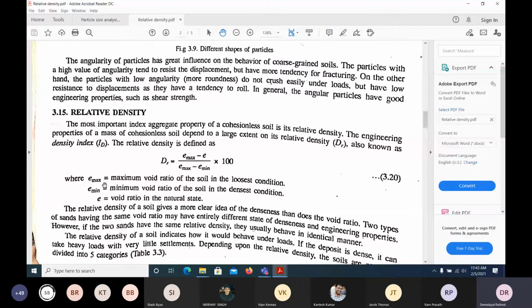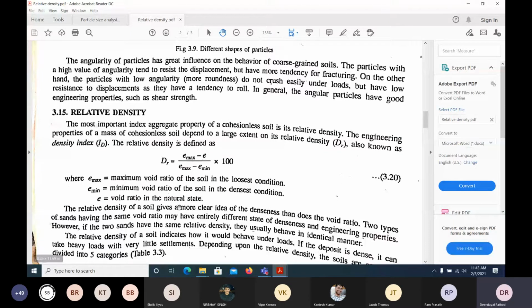So what is e max? It is the maximum void ratio of the soil in its loosest condition. Sand will have more void ratio in the loosest condition. e min is the minimum void ratio of the soil in the densest condition. We have seen the loosest and the densest. In the densest condition, the void ratio we call e minimum.